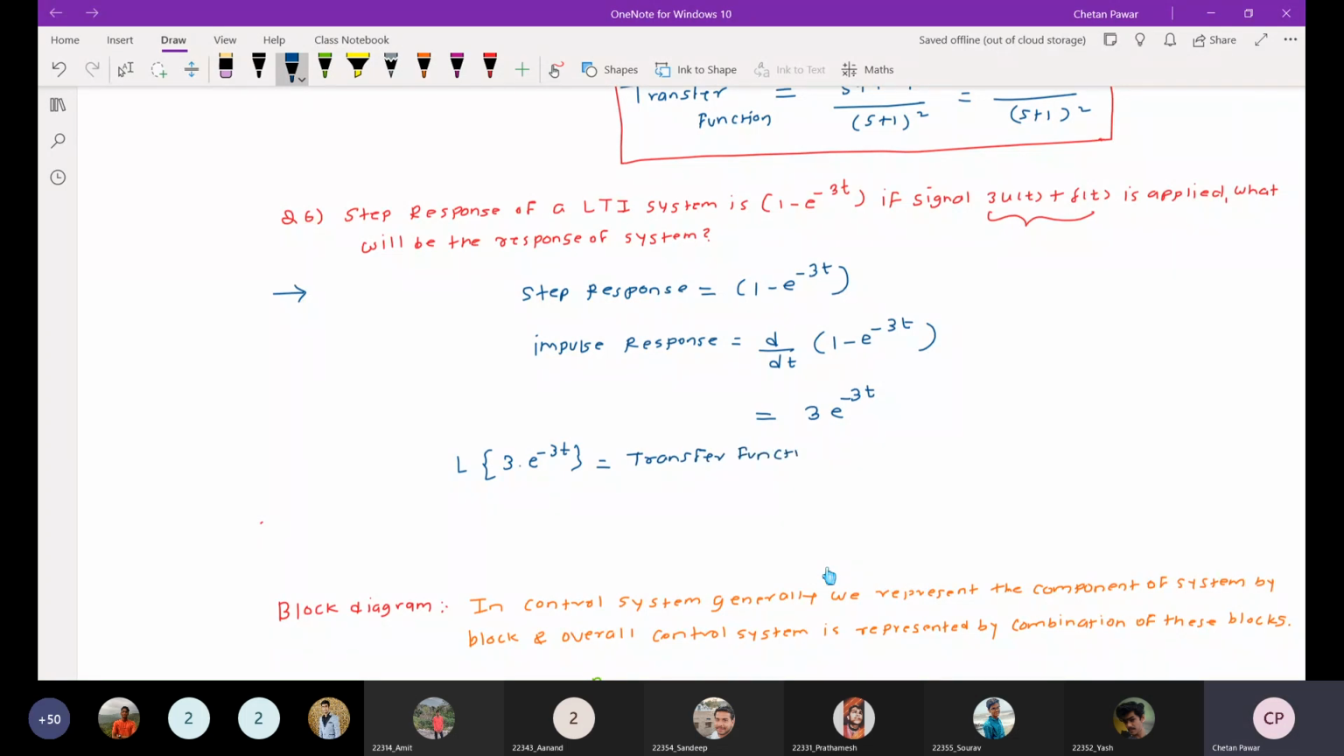And what is meant by transfer function? Laplace transform of output divided by Laplace transform of input, the ratio of these two. So this will be 3 upon s plus 3. So this is the transfer function of the system. And they are saying that their input signal is 3u(t) plus delta(t). So we need to convert that input signal into the Laplace domain, and then just multiply it with the transfer function to get the output.